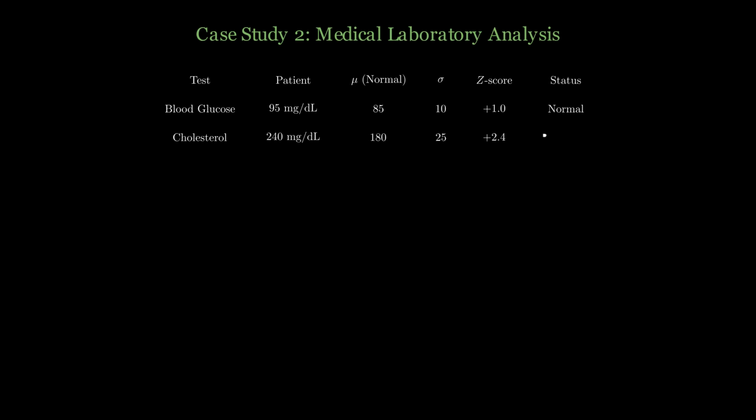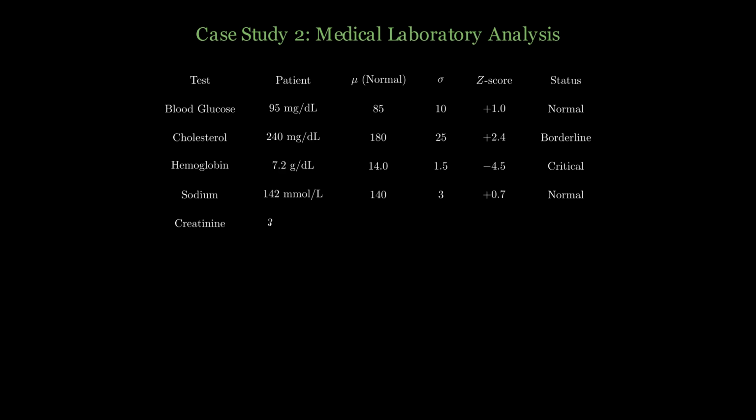Medical laboratories use Z-scores to interpret patient results against population norms. Blood glucose at 95 with a population mean of 85 and sigma of 10 gives Z equals +1. Completely normal. Cholesterol at 240 gives Z equals +2.4. Borderline high. Worth monitoring and lifestyle counseling.